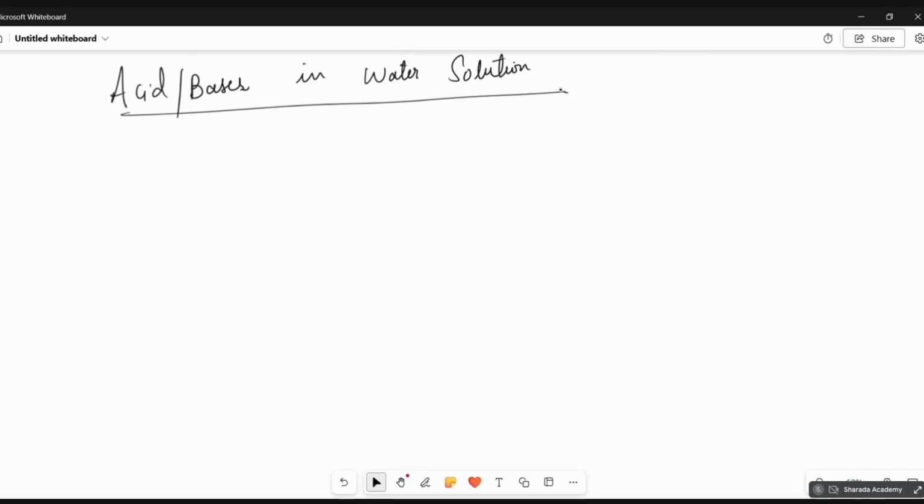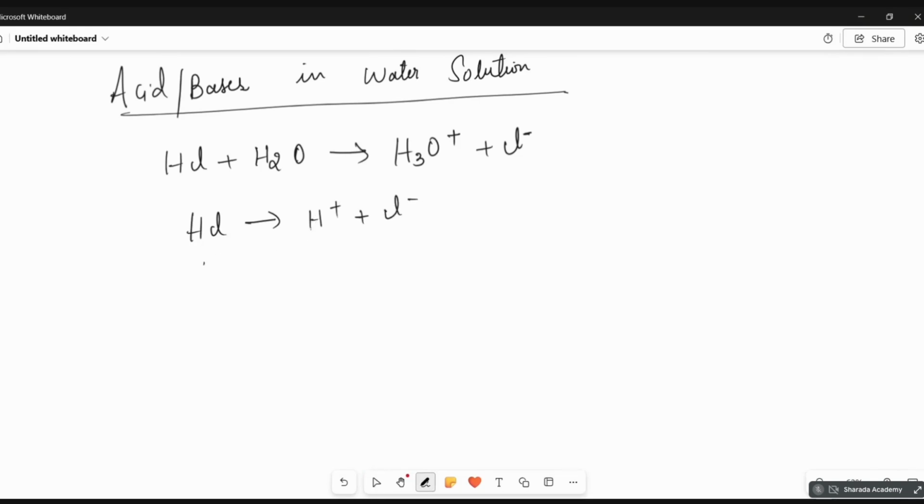Okay. So HCl, for example, HCl plus the water. So what will you get? H3O plus and Cl minus. Now how do you get this? First HCl will split into H plus ions and Cl minus ions. So that combines with the water. They form H3O plus ions. And this Cl minus will be there.